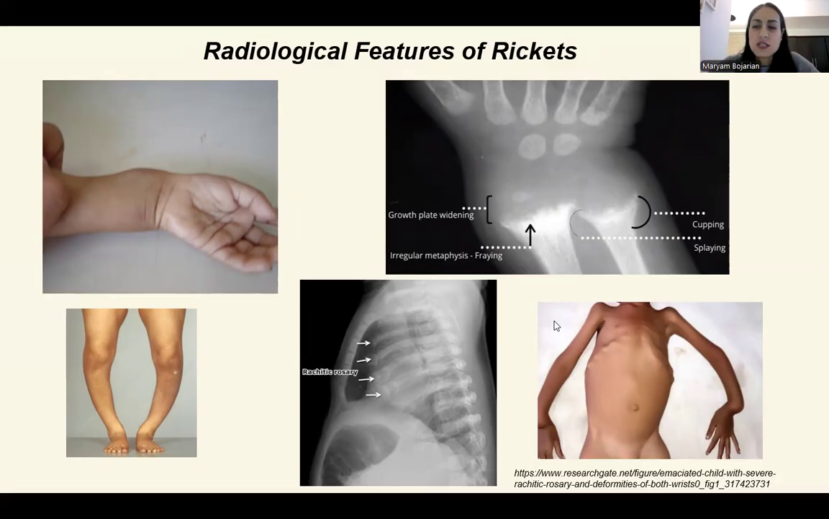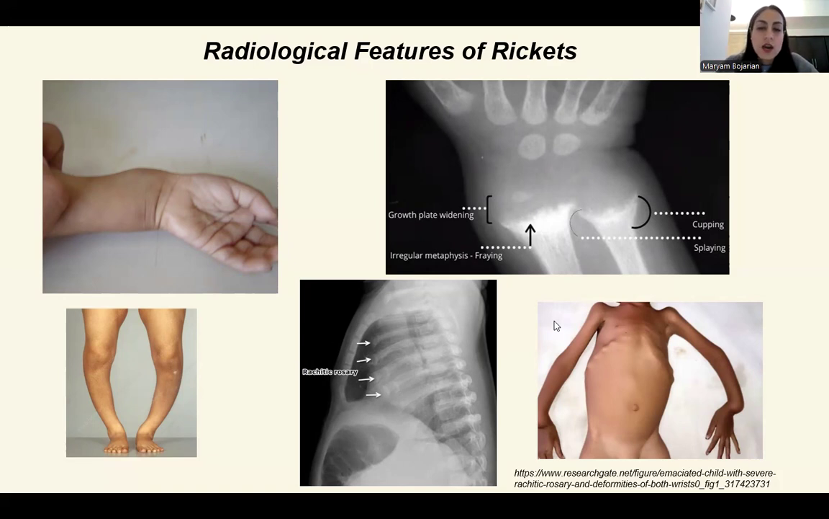Characteristic signs at the growth plates or metaphyses: you can see widening of the growth plate, cupping of the metaphyses, and fraying of the metaphyses, which is an irregular fuzzy metaphyseal border. As you can see, we have splaying or flared metaphyses, which is widening and outward flaring of the metaphyses. You can see bowing of the long bones, especially the tibia and femur.